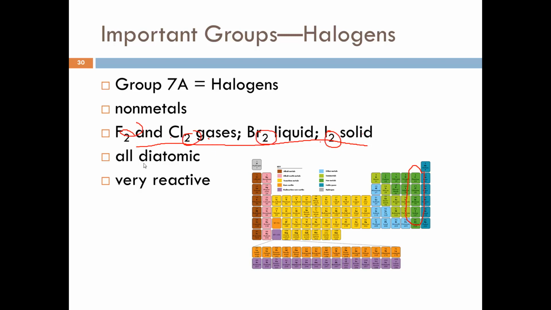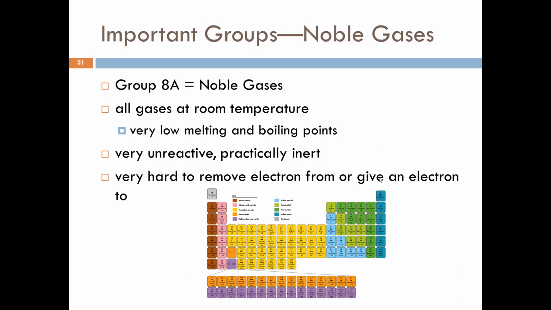And finally, we have the noble gases. All of these are gases at room temperature with very low melting points and very low boiling points. They're very unreactive and practically inert. Inert is just another word for unreactive. They're very hard to remove an electron from or give an electron to.